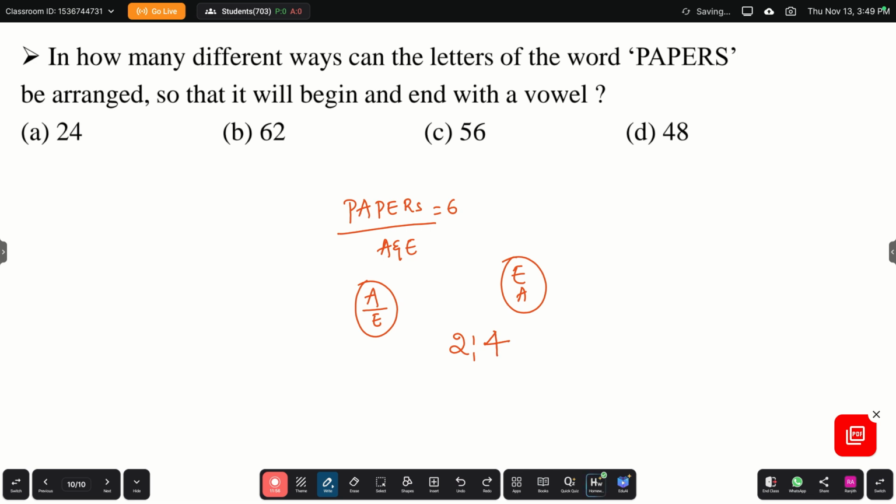Remaining letters will be arranged in 4 factorial. 2 factorial into 4 factorial. Again we need to check is there any common letter. Common letters will be 2 factorial, where 2 factorial is cancelled. Final answer is 4 factorial. 4 factorial equals 24, which is the answer.